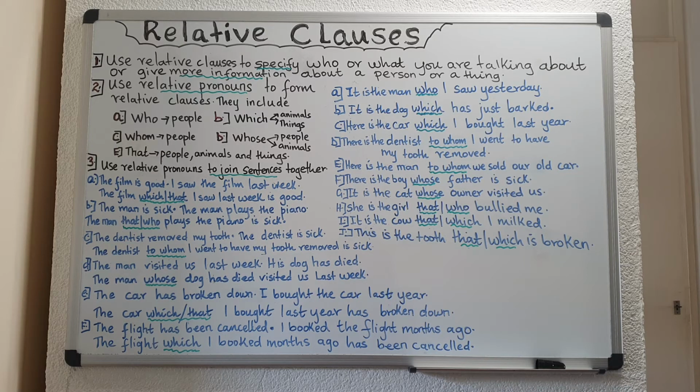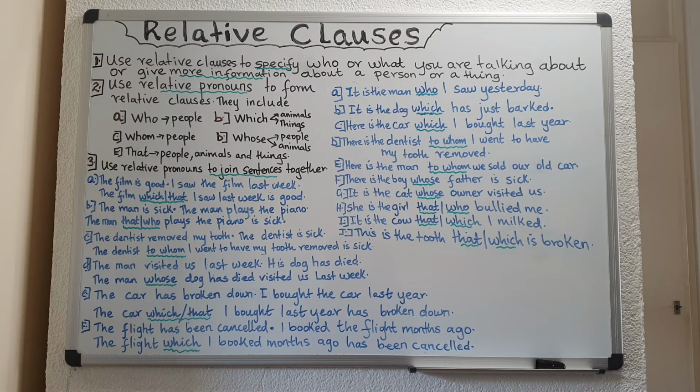So that is a relative clause that is giving us very specific information about which particular person it is that you're talking about. And then B, it is the dog which has just barked. So imagine that there are a group of dogs, okay? Very many dogs. And you want someone to know exactly which particular dog you're talking about. So once more, you can point your finger at the dog and say, it is the dog, this one. It is the dog which has just barked.